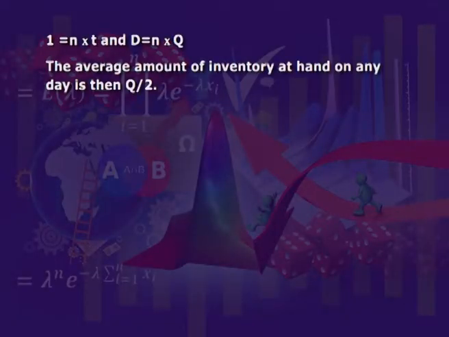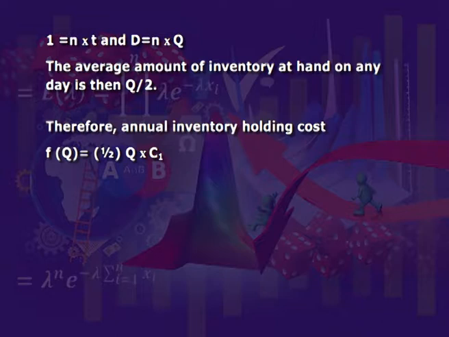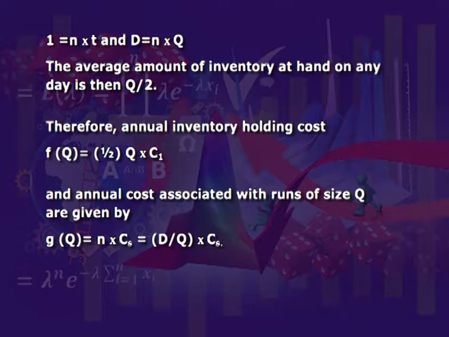If N denotes the total number of runs to quantity produced or purchased during the year, then we have 1 equal to N multiplied by T and capital D equal to N multiplied by capital Q. The average amount of inventory at hand on any day is then Q divided by 2, and therefore annual inventory holding cost denoted by function of Q, F(Q) equal to 1/2 Q multiplied by C1, and annual cost associated with runs of size Q is given by G(Q) equal to N into CS, which is equal to (D divided by Q) whole into CS.